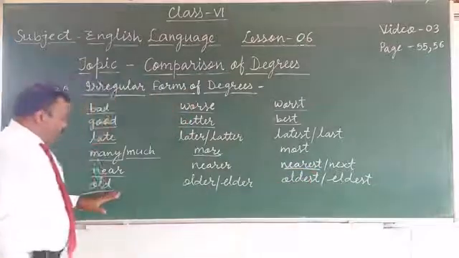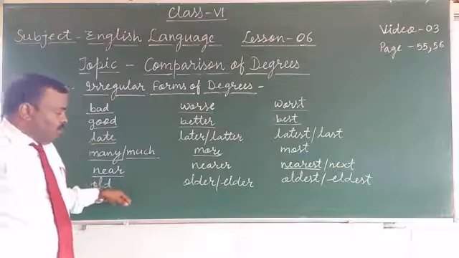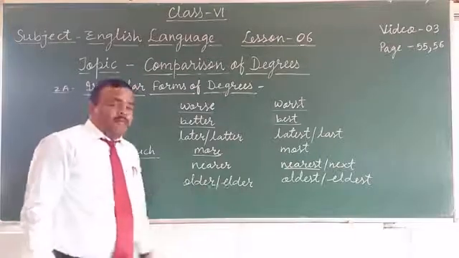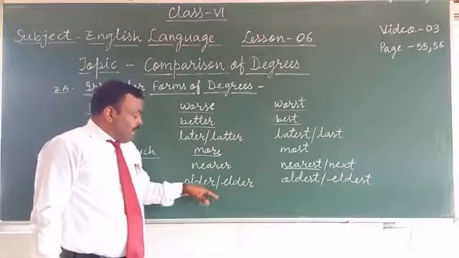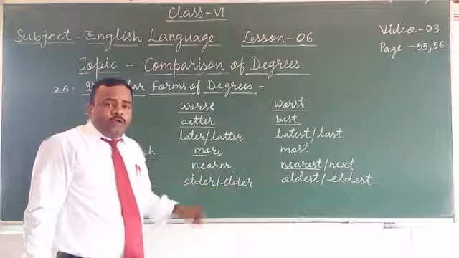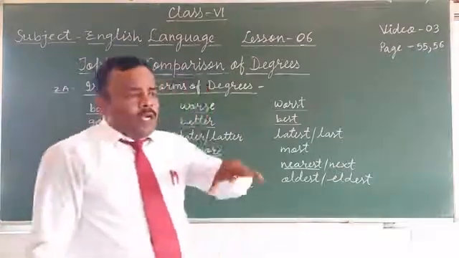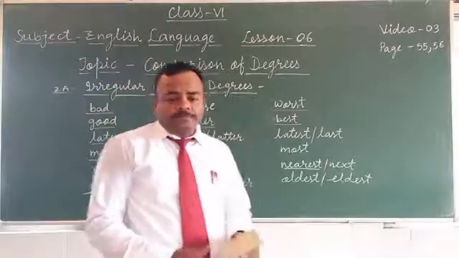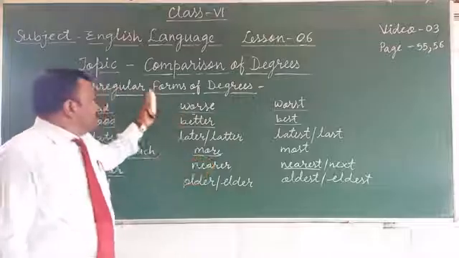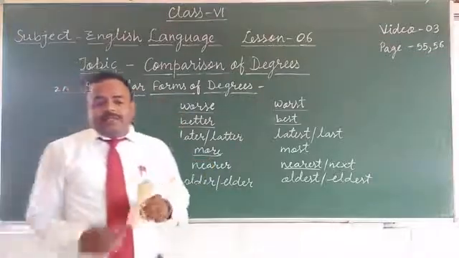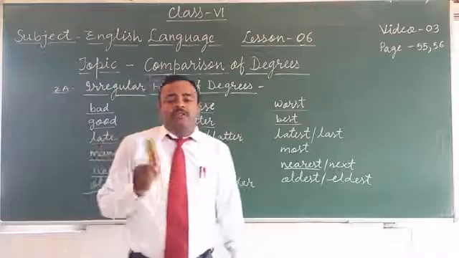Okay. So old is used to show the age. Older: Ram is older than Shyam. Elder is used for the family members, and older is used for other people. Okay. So these are the irregular forms of degrees. Nearest shows distance and next shows position.